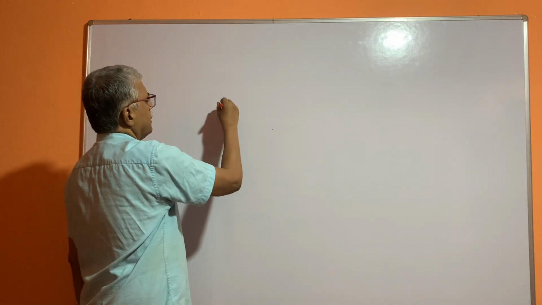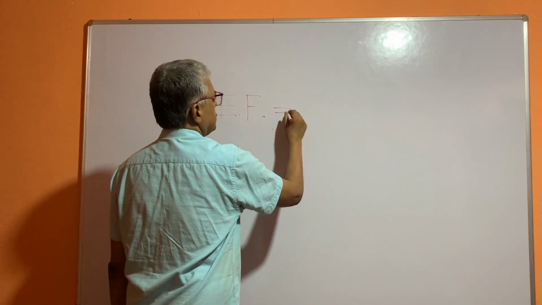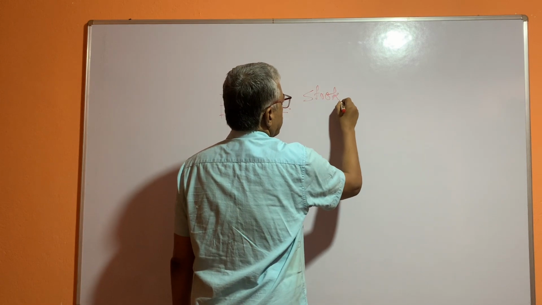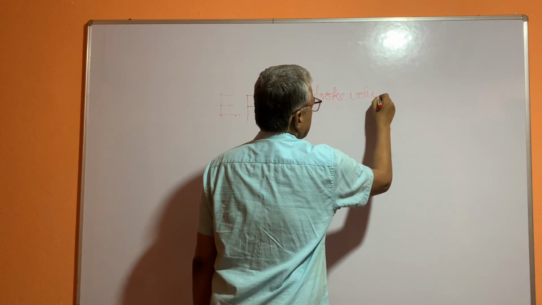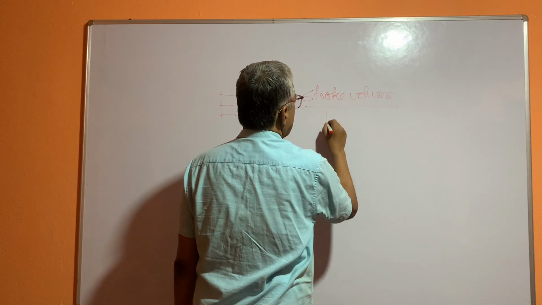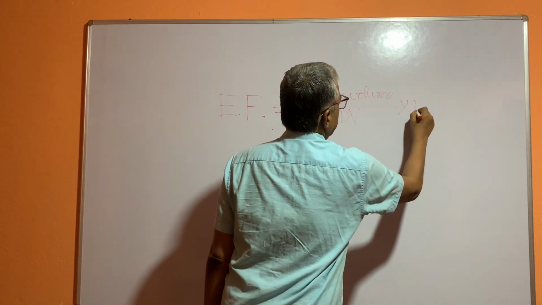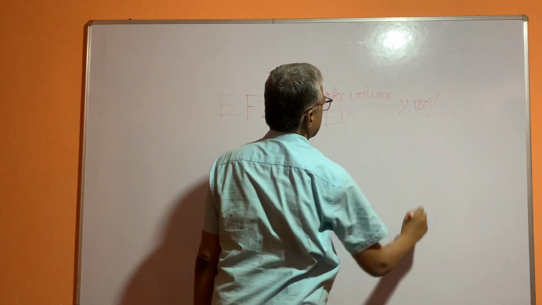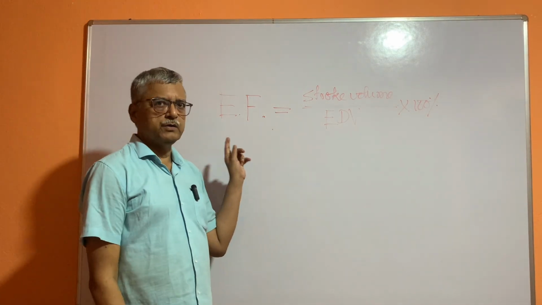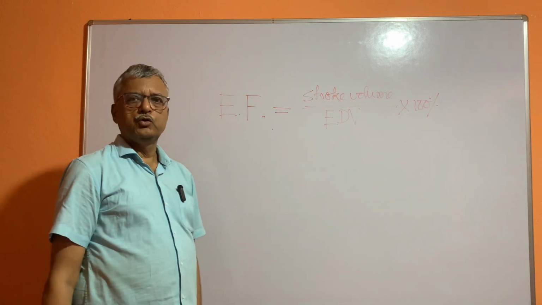So the formula is: ejection fraction, or EF, is equal to stroke volume divided by end diastolic volume into 100%. So that is the ejection fraction.